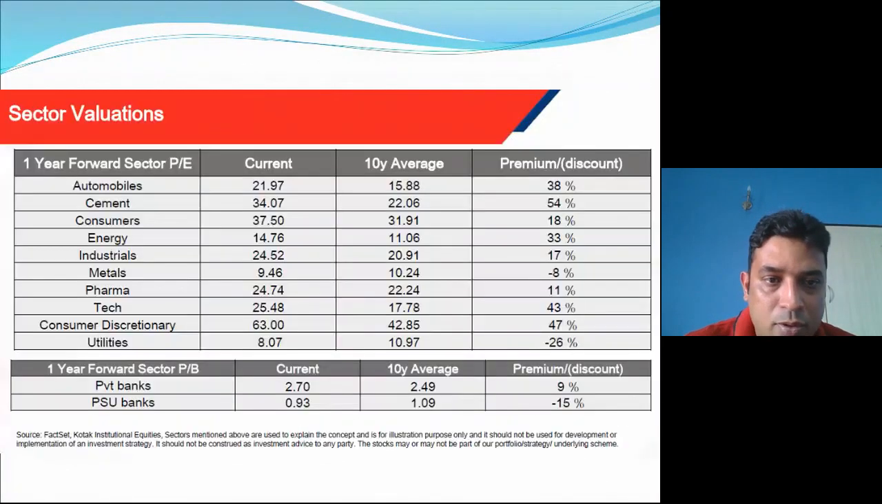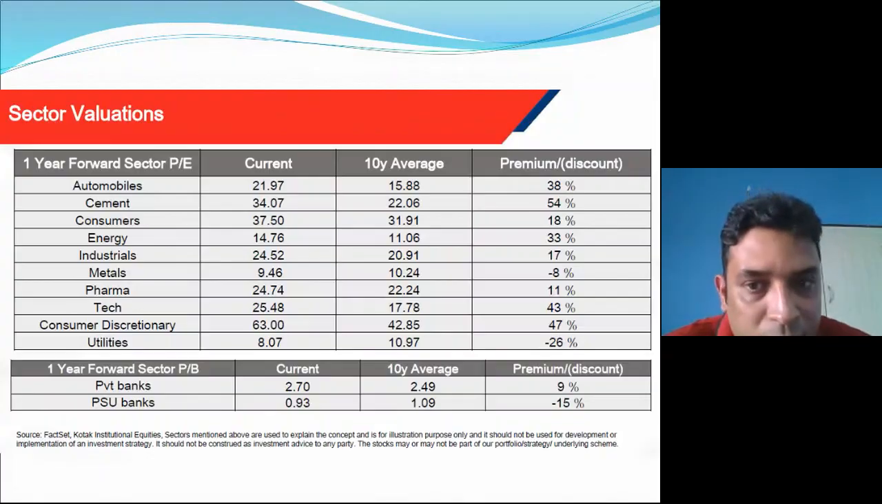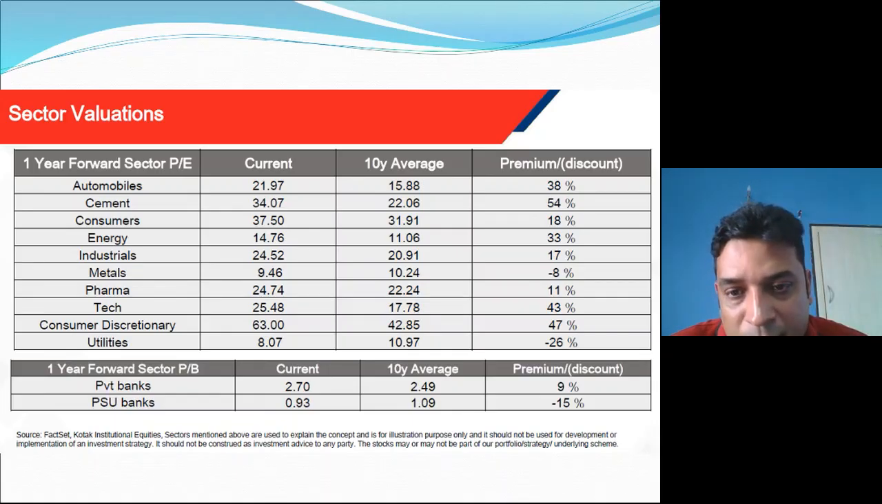Okay. So if you see the sector valuation right now, which are the sectors you should currently look into? Like in automobiles, I have already mentioned in the last 1 year, it has given a phenomenal return. That we are getting a premium of 38%, cement at 54%. I'm talking about the sector specific, not stock specific. We are getting a couple of sectors at a premium.